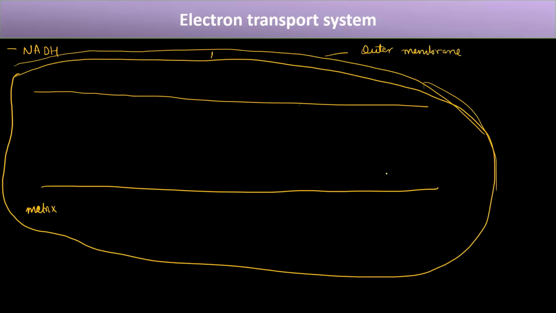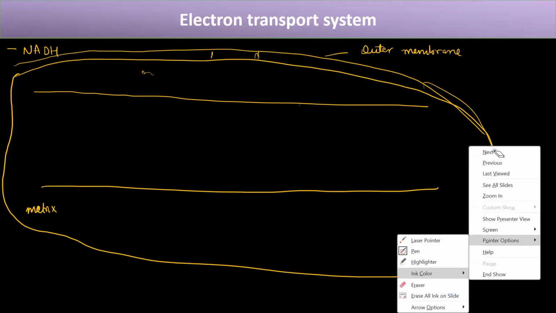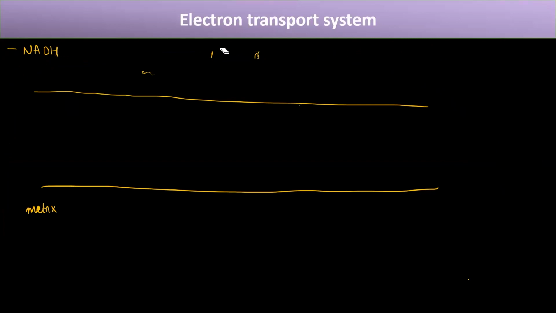Similarly, your inner membrane is also double layered. So it has an outer side and an inner side. But between these membranes, this is one membrane, this is the second membrane. This space is known as what? This is known as the intermembrane space or periplasmic space. Okay. So let me erase this, because I've just written it to make you understand.